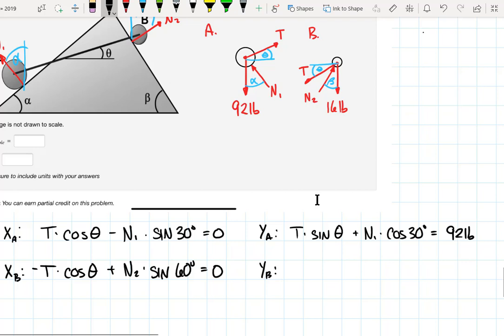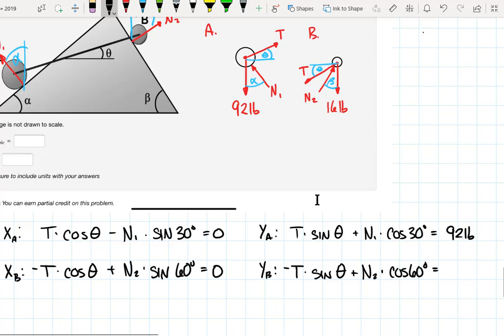Same thing happens on B, except the cable is actually going down. So minus T, you know, the weight A is pulling down on it. So minus T times sine of theta plus N2 times the cosine of 60 degrees.